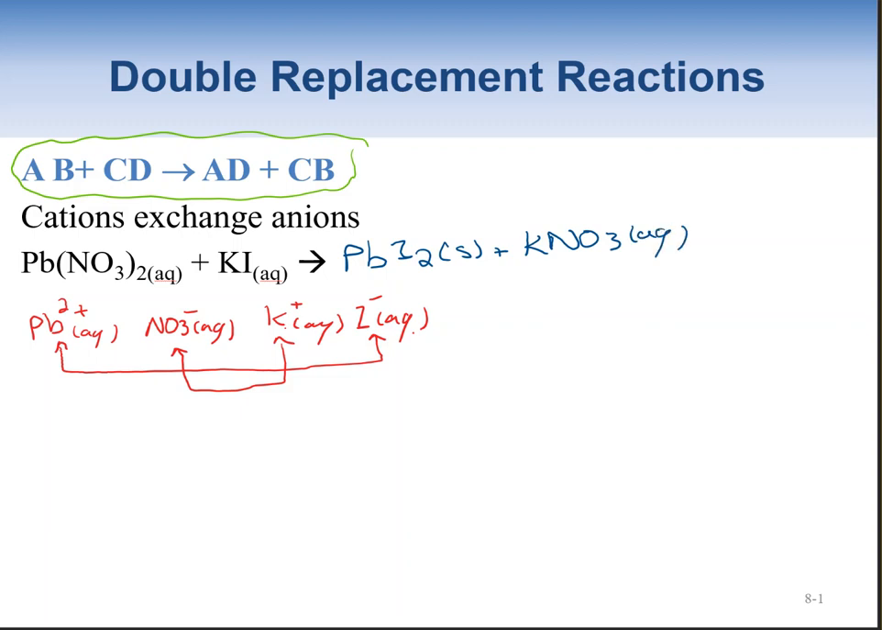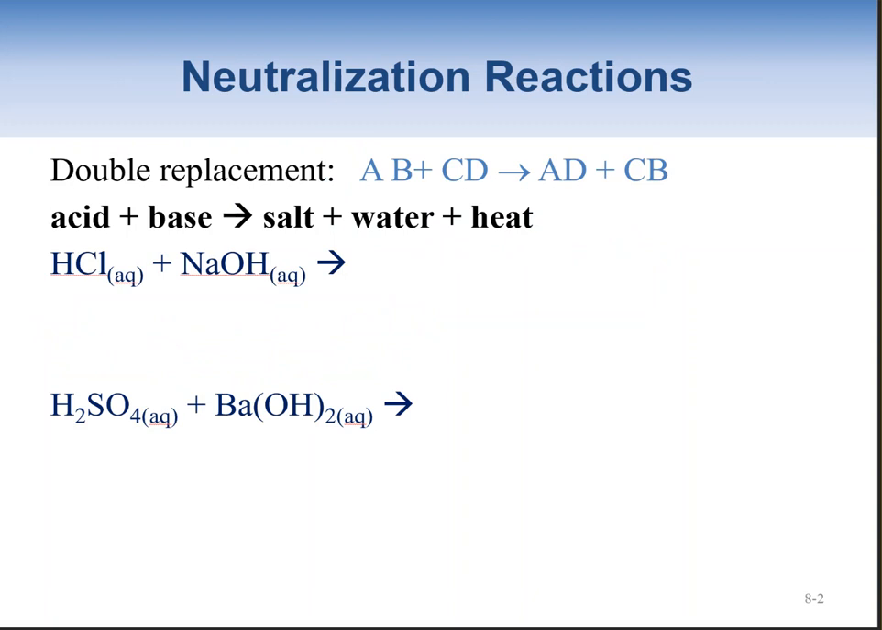Now, this reaction is complete. We also have to make sure that the reaction is balanced. So we're just going to identify what the cations and anions are, and exchange the cations and anions, basically swap the cations and anions. Now, let's look at another example.